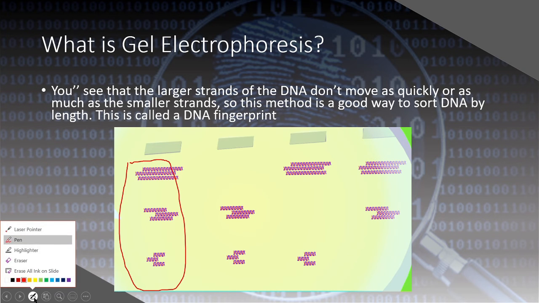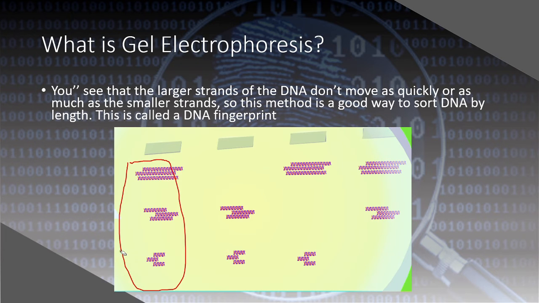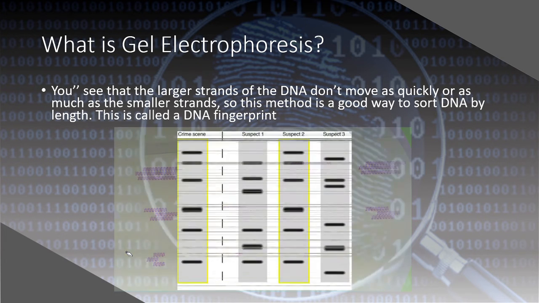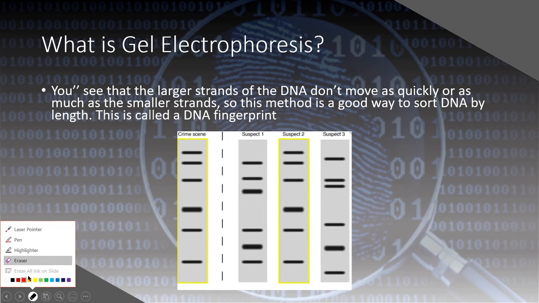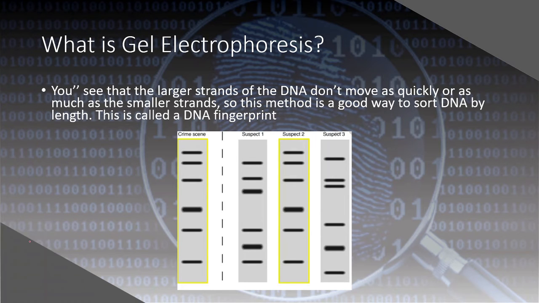So, how do we use these to solve crimes? Well, that is very easy. Let's look at this. This is the DNA fingerprint of some blood that was spilled at a crime scene. This is the DNA fingerprint of suspect 1, suspect 2, and suspect 3. So how do we know which one is the actual killer?